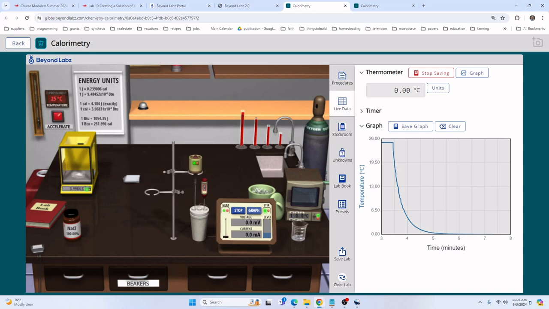All right, so the next step is to drag the weigh paper from the balance to the calorimeter. All right, and put it in. Just drag it over until it opens and put it in. And now we'll be able to observe, we're still saving our data, a decrease in temperature. Now, what caused the decrease in temperature? We'll talk about that in just a minute.